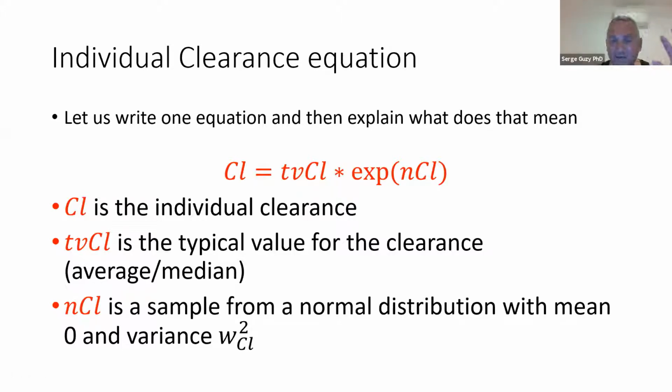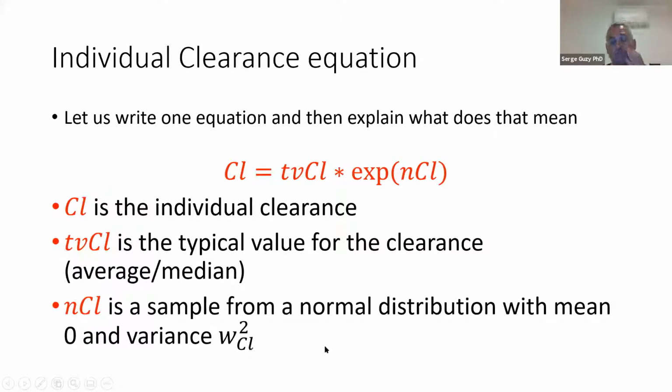And again, I'm going to explain everything. Don't be worried about that. In other words, suppose that the fixed effect, which is when we don't have covariates, is basically the average. CL is the individual clearance. TVCL is the typical value for the clearance, average or median. And NCL is a sample from a normal distribution that has a mean of 0 and a variance that quantifies the population variability, which we call W square CL.